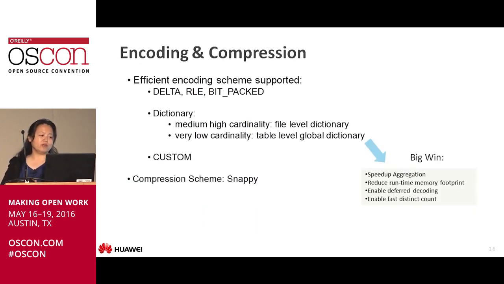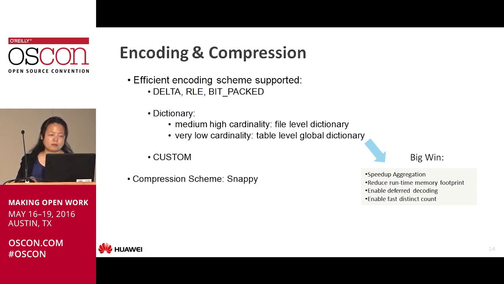As a file format, encoding and compression is very important. So we support quite a few efficient encoding schemes. To name a few, Delta encoding, RLE, and bit-packing are supported. In addition, we also support dictionary encoding. For medium-high cardinality value columns, we support a file-level dictionary. But for very low cardinality, we support a table-level global dictionary.